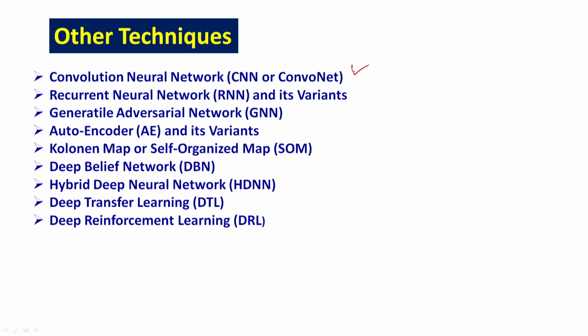CNN stands for convolution neural network, RNN stands for recurrent neural network, then you can also have GAN, generative adversarial network, autoencoder, Kohonen map or self organized map, SOM, deep belief networks, DBN. You can also have hybrid deep neural network, or deep transfer learning, or deep reinforcement learning. So many variants are there. Deep learning is a well developed technique.